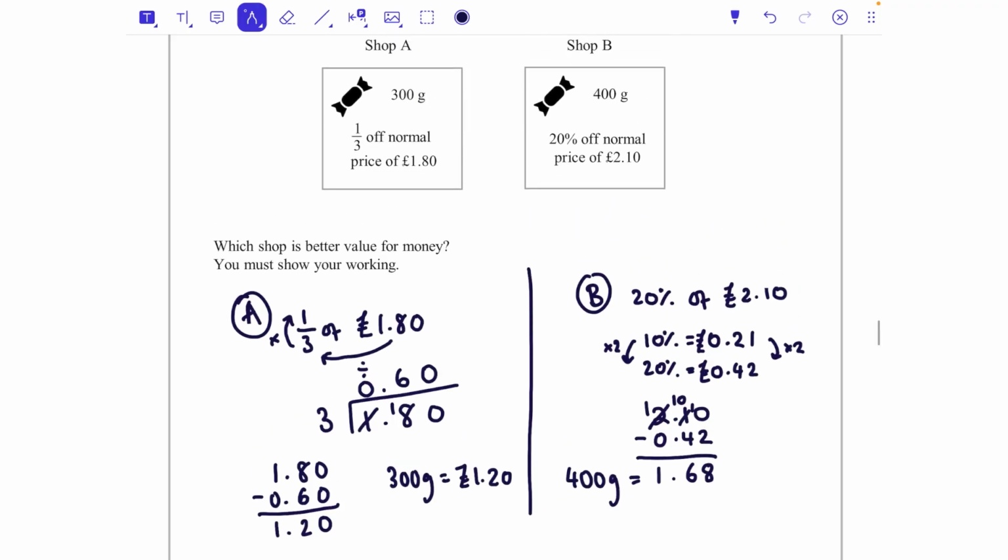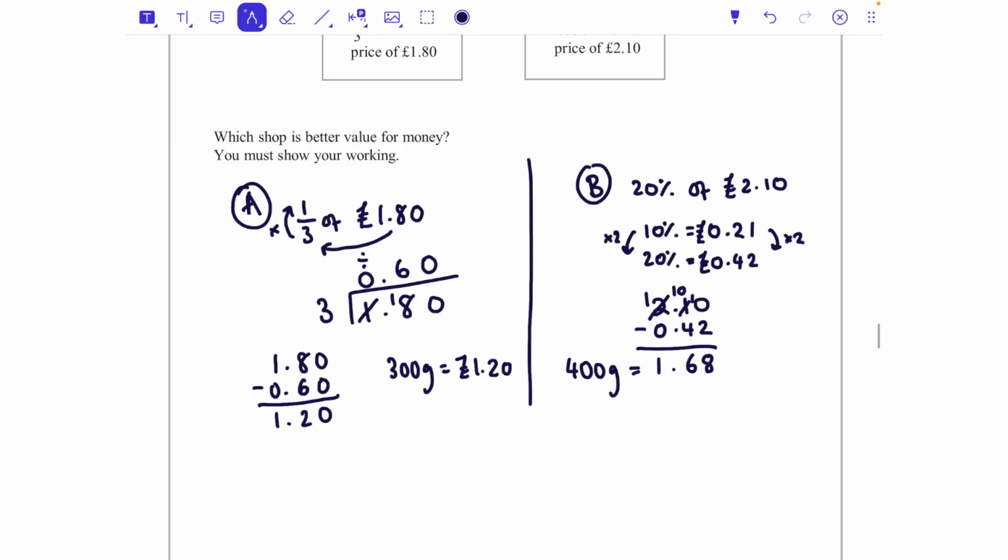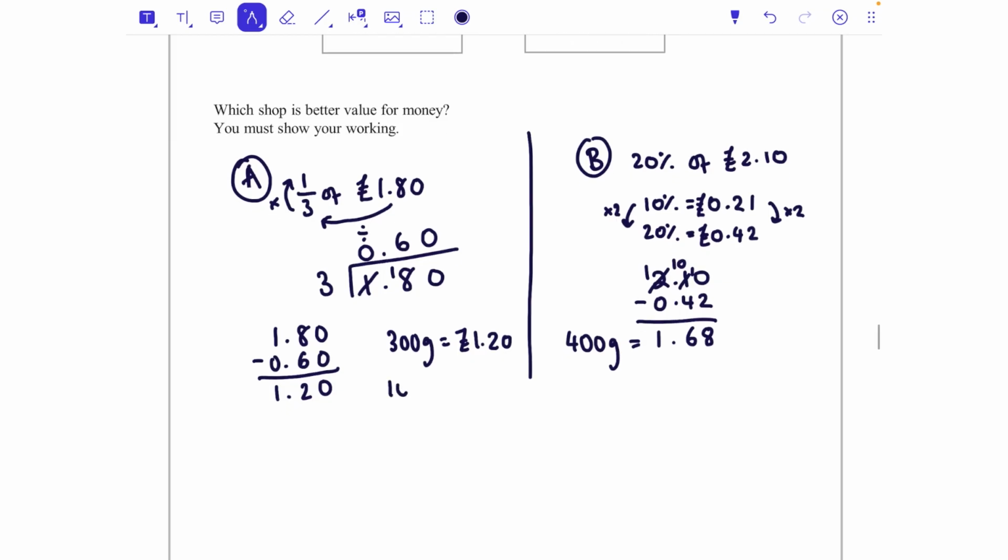We were told that in the question at the top, that we get 400 grams and 300 grams. So it's still difficult to tell which is the best value for money, but it would be easier if we could say how much would 100 grams be in each case. Now I can do that quite easily because they were both multiples of 100, so I'm going to divide this by 3.